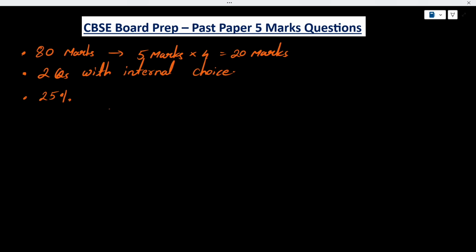25%, and this is easy to score because if you see the geometry questions, mostly are from the textbook, and the height and distance trigonometry questions are also from the textbook, right? Then quadratic equation and linear equation, you'll see application based questions. So here I would like to share the tabular form, like how the questions are coming from different chapters, right?